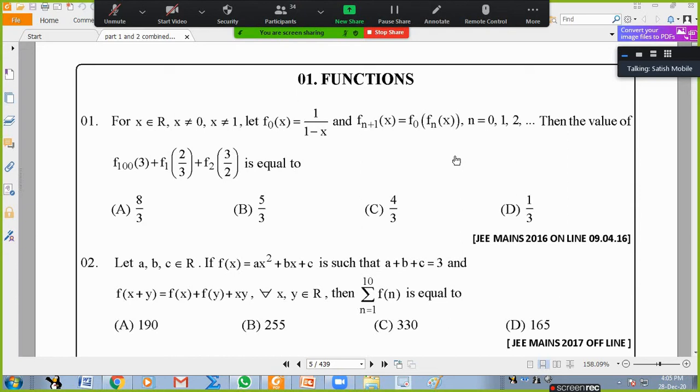Functions, the very first question. Basically F1 and F2 are easy, but for understanding F100, you should find the pattern. So they gave F0 of x is equal to 1 by 1 minus x. And F1 of x means F0 of F0 of x. F2 of x means F0 of F0 of, actually F0 of F1 of x, which is F0 of F0 of F0 of x.